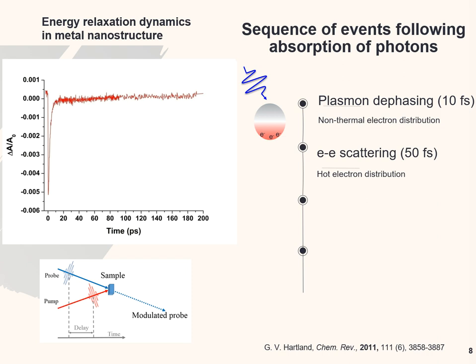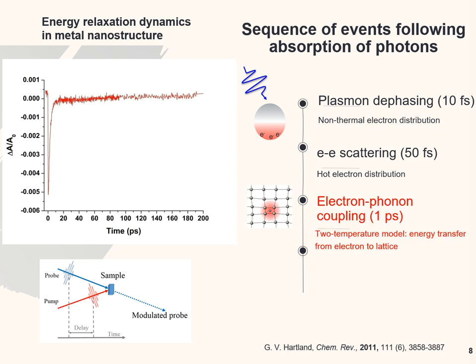So this is electron scattering. But these two processes are very fast. These two processes are 10 femtoseconds and 50 femtoseconds. Usually my lasers are about 80 femtoseconds, so it is not good enough to resolve these two dynamics. But other dynamics we can see.